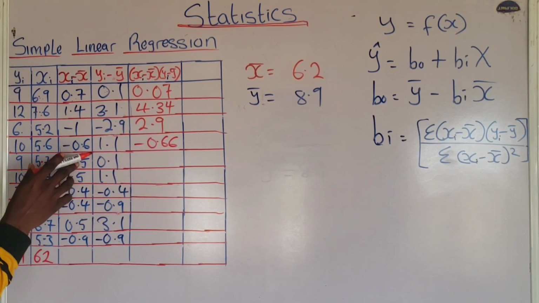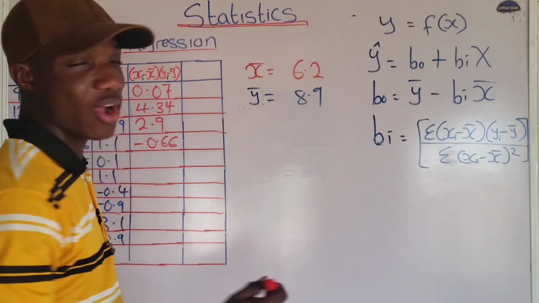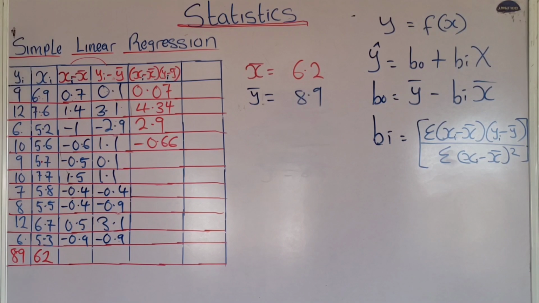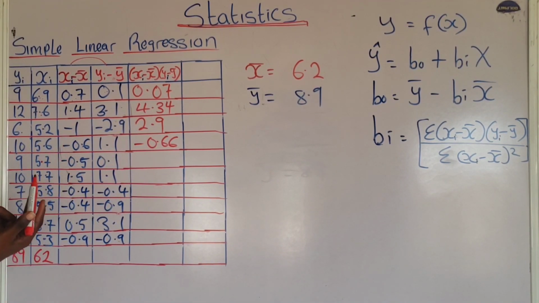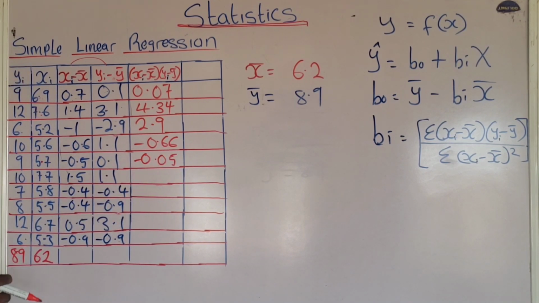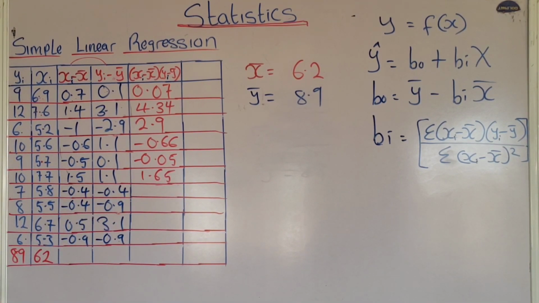I'm just taking the product of this and this to get all the values here, because according to the gradient formula, we just have to take the product of x minus x bar and y minus y bar. So that's what I'm doing. For this cell, I'm going to have negative 0.5 times 0.1, that is negative 0.05. For this, 1.5 multiplied by 1.1, that is 1.65. For this, negative 0.4 multiplied by negative 0.4, that is 0.